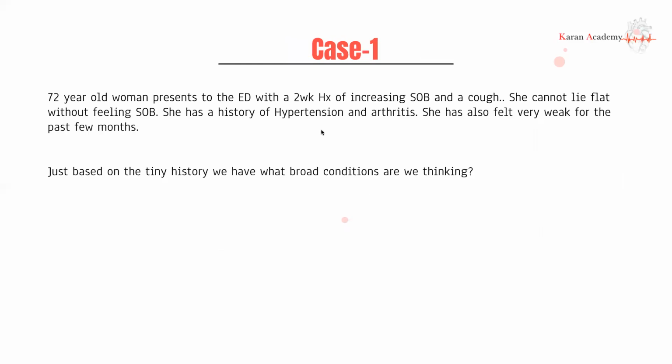So let's go through a case, and we'll talk a bit more about the management in a bit. And I know that the answer and the diagnosis is a pleural effusion. So I'm sorry, but I really didn't have any other way to explain this. So we have a 72-year-old woman who's presented to the ED with a 2-week history of increasing shortness of breath and a cough. She cannot lie flat without feeling short of breath, has a history of hypertension and arthritis, and she has felt very weak for the past few months.